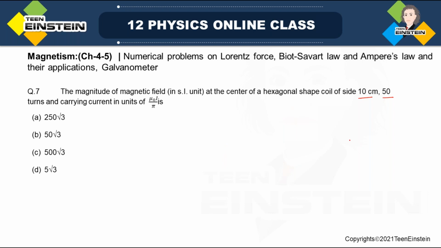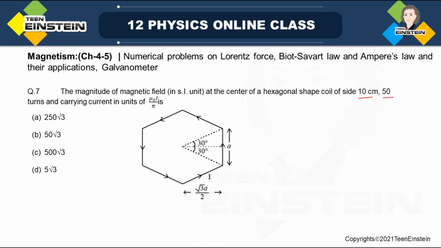Let me tell you the situation. When a hexagonal is said, we have to take by default the hexagon is a uniform hexagonal. Uniform hexagon means it has all the sides equal, say a, and all the angles will be actually 60 degrees for an ideal and uniform hexagon or hexagonal.